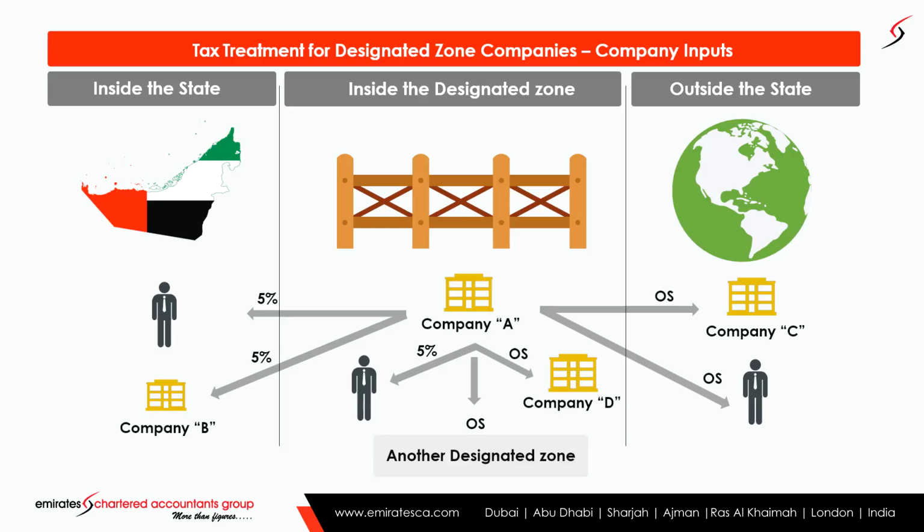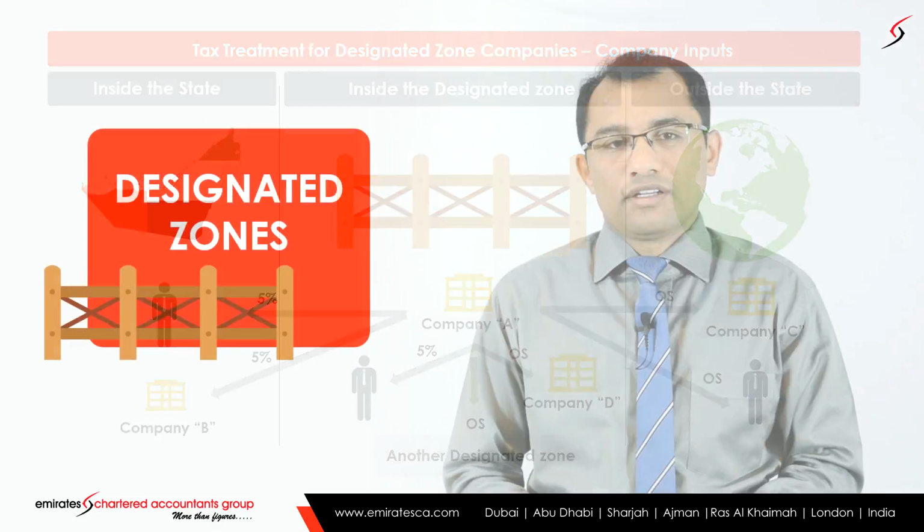At the same time, if such a sale is made to another company within the designated zone, but if such a sale is made for consumption, then also 5% tax has to be collected and paid to the authority. The same will be applicable in the case of another designated zone also. 5% tax will be there if it is used for consumption, otherwise no tax on such sales.